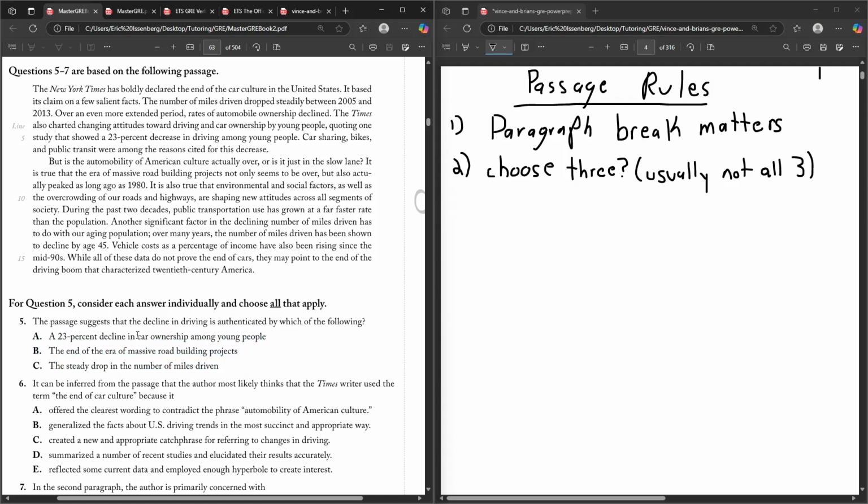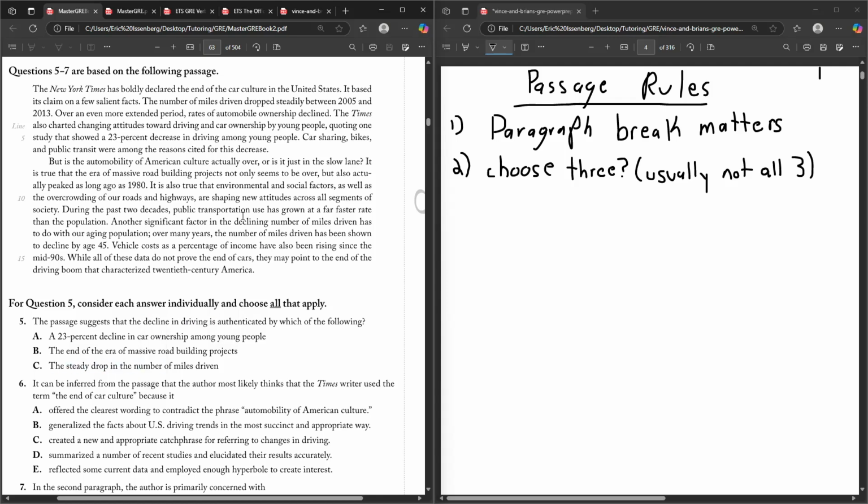But most of the time, how you want to focus on these choose multiples is to find the odd answer out. So the way I describe this is that of the three answers, there is one that will stick out as different from the others. Okay. So in number 5 here, "a steady drop in miles," they're trying to say which of these authenticates a decline in driving among young people.